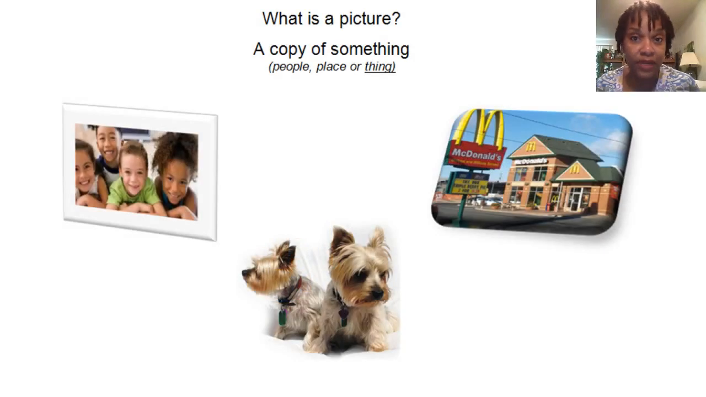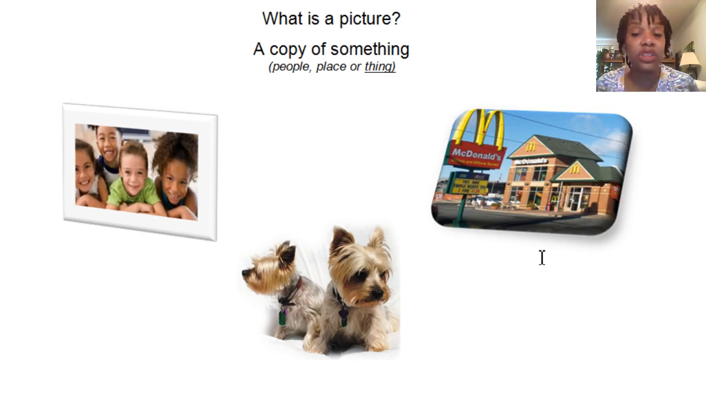All right. As you can see here, we have three pictures on the screen. I want you to think for a second, what's a picture? A picture is a copy of something, right? More specifically, a picture is a copy of a person, a place, or a thing. Good job. The very first picture I want you to look at is a copy of these happy children, right? So this is a picture of a group of people, okay?